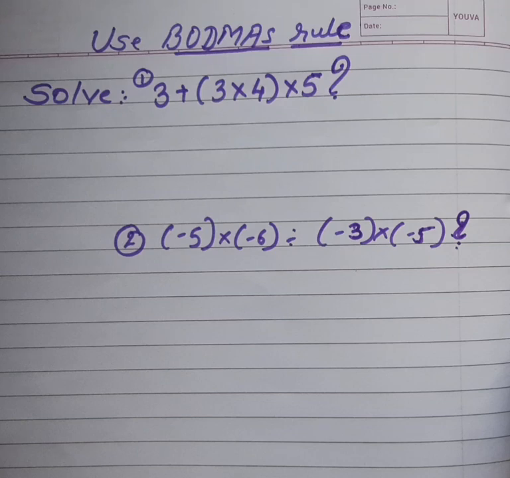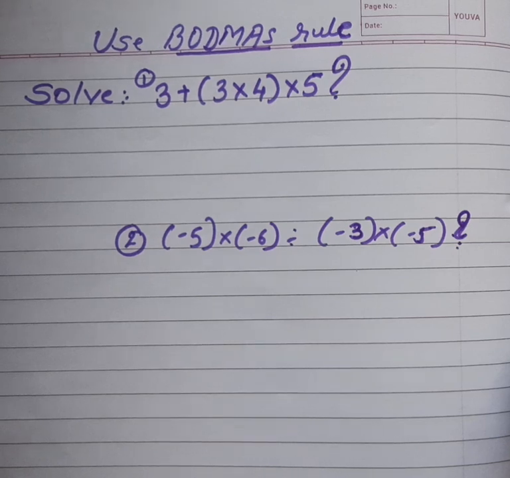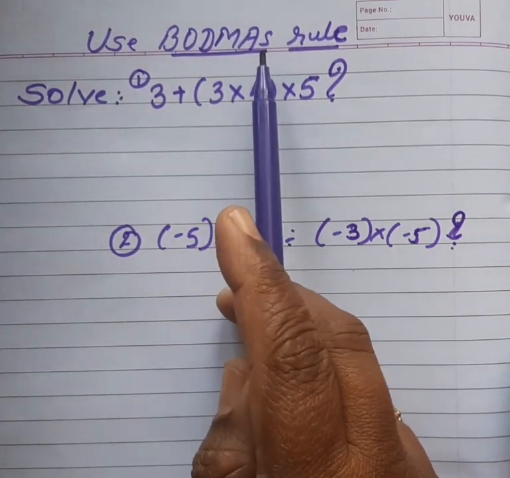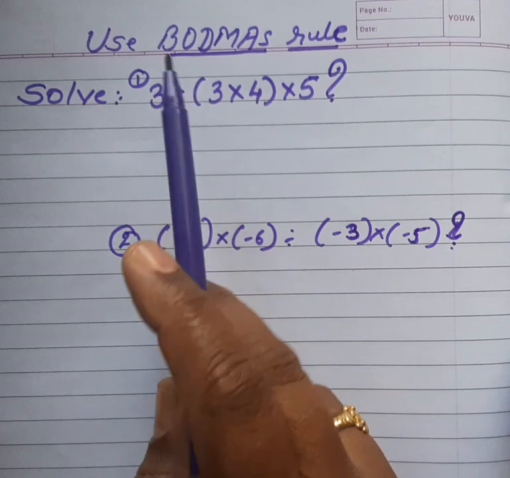Hello everyone. Today we'll study how to solve the problem by using the BODMAS rule. I will explain the full form of BODMAS, that is bracket of, division, multiplication, addition and subtraction. This is the long form of the word BODMAS.